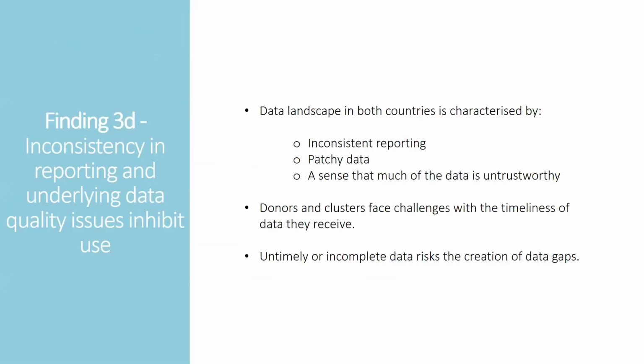Our fourth finding, or our last finding in report 3, is that inconsistency in reporting and underlying data quality issues are inhibiting use. So overall, we did find that the data landscape in both countries is characterized by inconsistent reporting, patchy data in the sense that much of the data is kind of untrustworthy. But stakeholders explained to us that this can be a result of information being shared rather than raw data, and then with no explanation of how the raw data has been treated to create information products, such as dashboards and maps and reports.